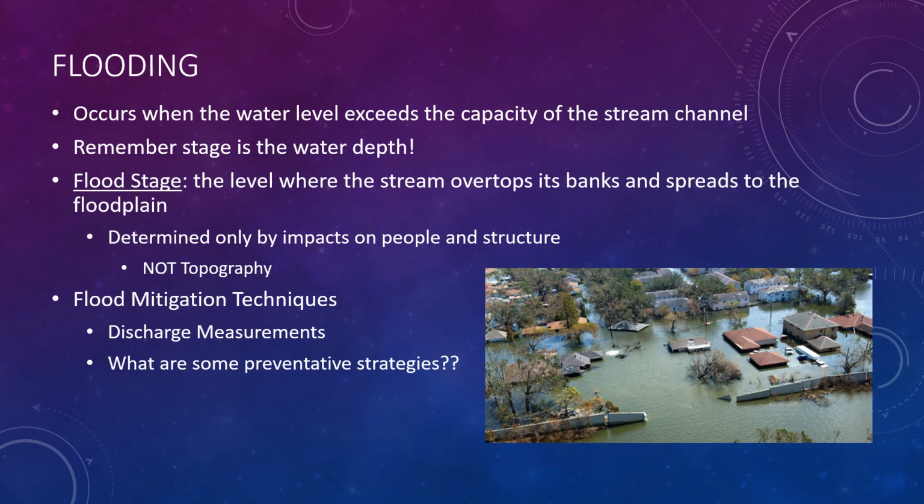The last topic we will cover today is flooding. Flooding occurs when there is more water in the stream channel than the channel is able to hold, known as the flood stage. However, flood stage is only determined by its impacts on humans and infrastructure, not on surrounding topography where the general population does not reside.